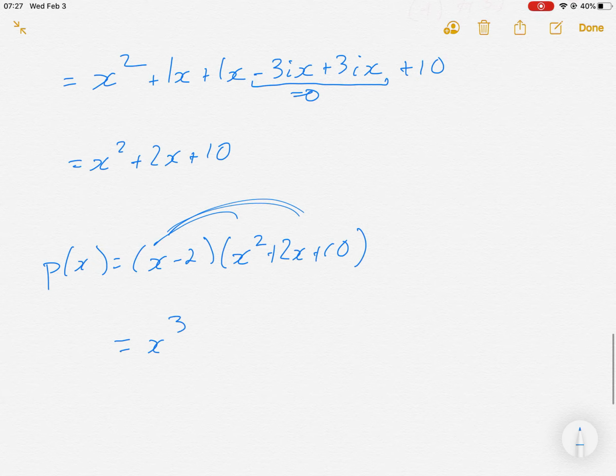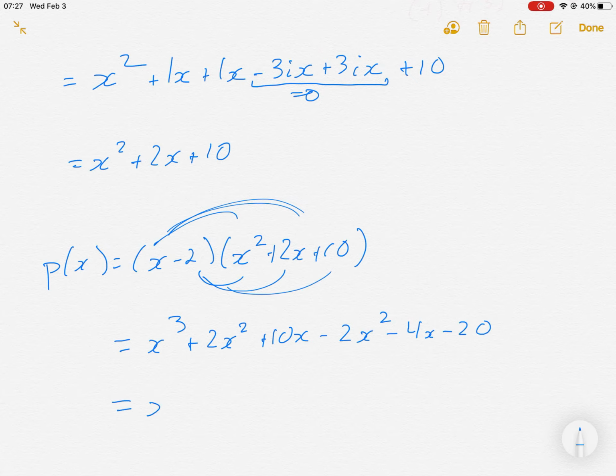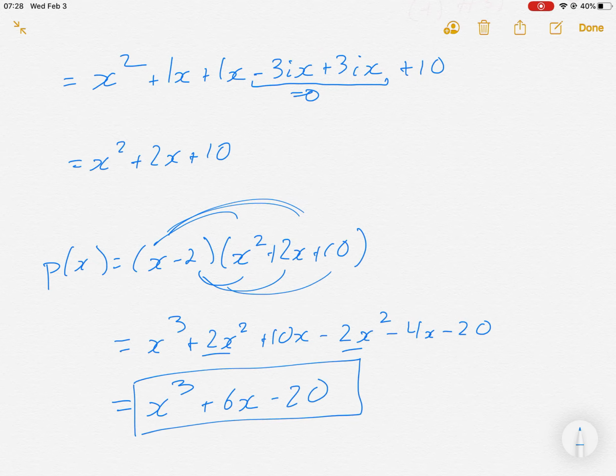We're going to go ahead and multiply this. Just regular multiplication here, no quick tricks or anything. And so I end up with x cubed, the 2x squares are equal to 0, 10x minus 4x, and then minus 20 is my final polynomial.